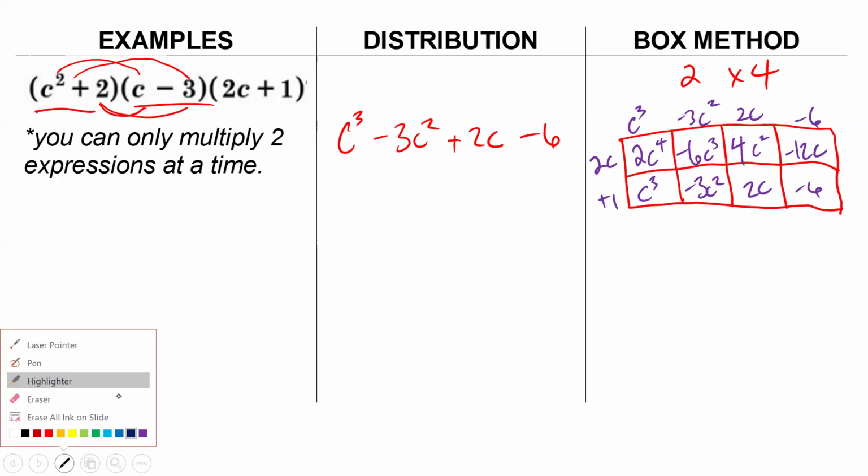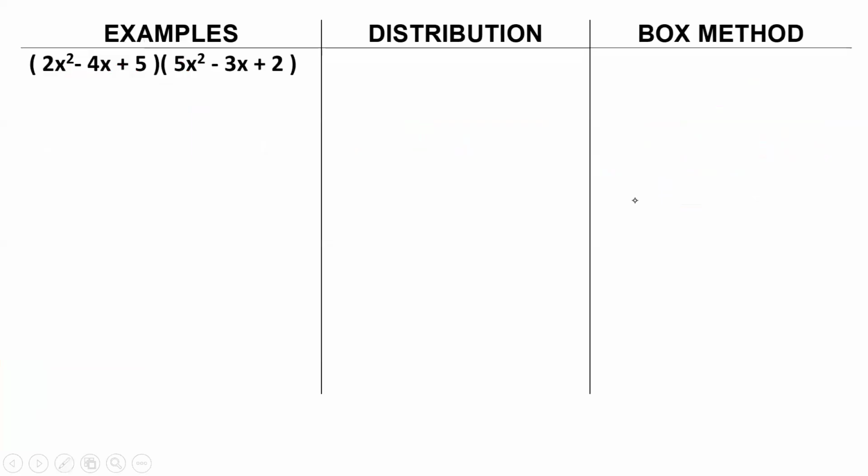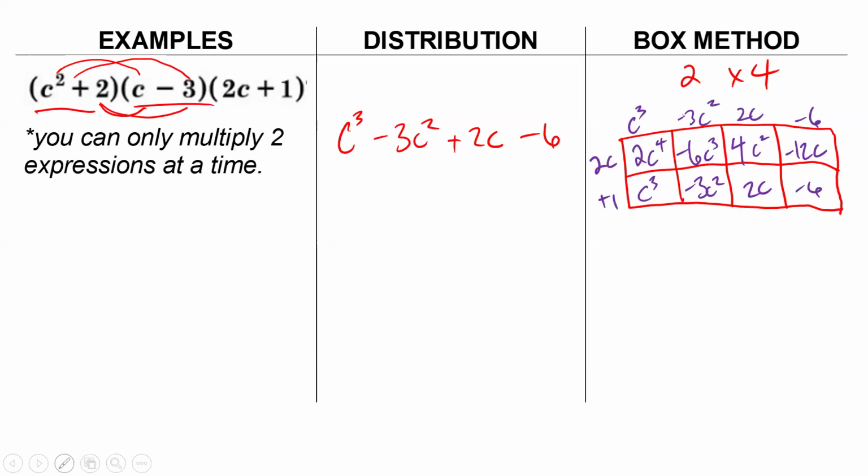So my first pair of like terms are the, it won't let me highlight. All right, here we go. That's a pair of like terms, correct? Then we have our second pair of like terms, right? And then we have our third pair of like terms. Does that make sense? How do I know they're like terms?